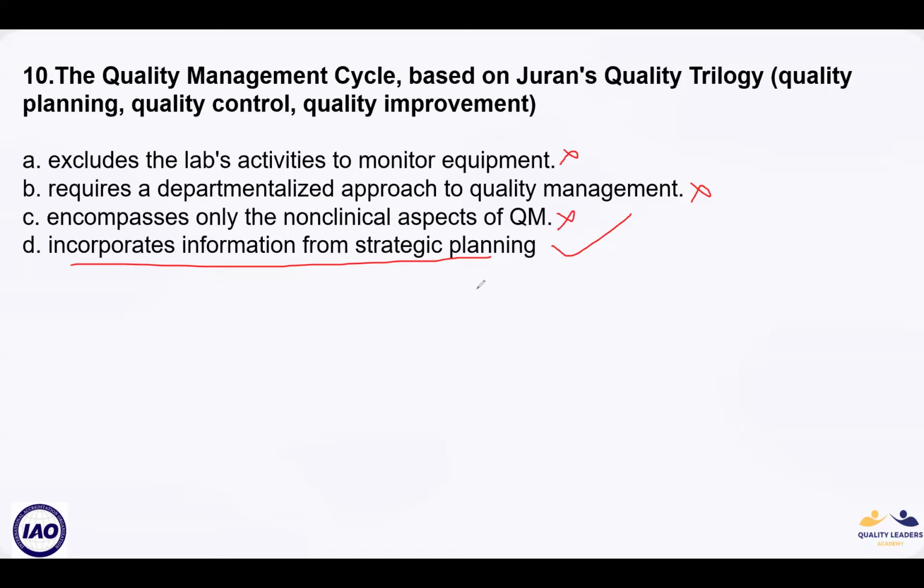In a way, from mission and vision itself, the strategic plan is derived. And you cannot plan for quality without knowing where the organization's direction is or where its priorities lie. And especially in healthcare, quality management activities must align with hospital strategic priorities because those goals feed directly into quality planning.